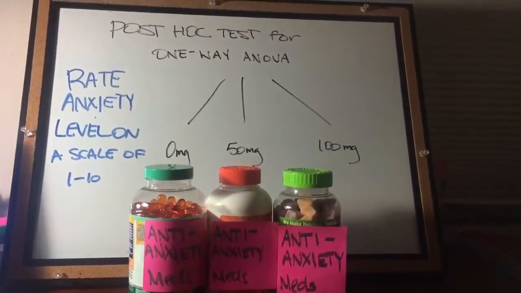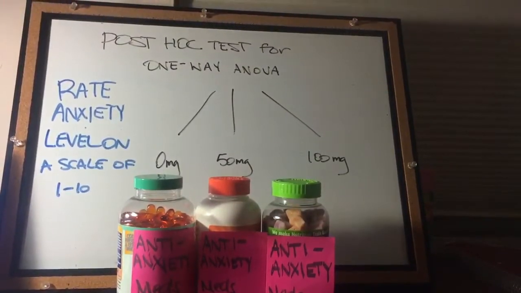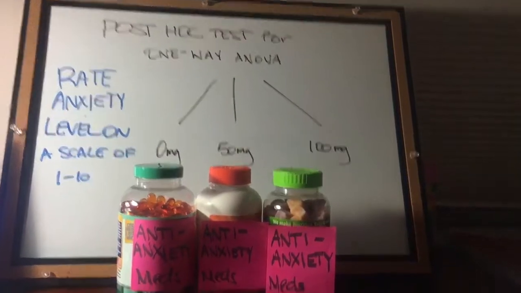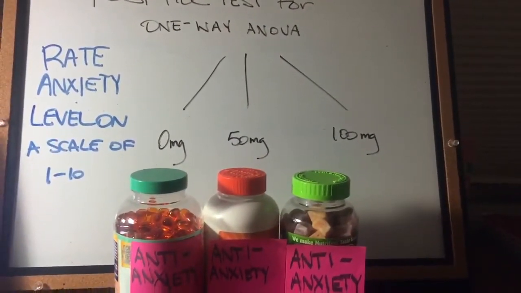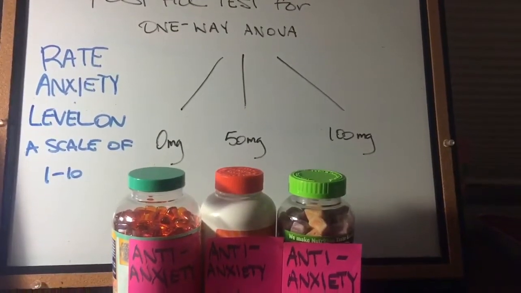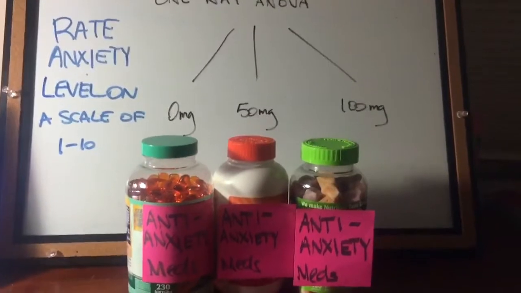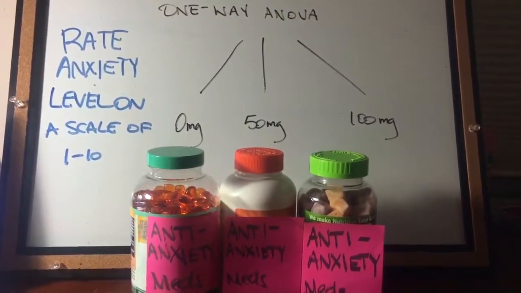The example that I'm going to be using is that I want to test a new anti-anxiety medication. I'm going to split participants into 3 conditions: 0 milligrams, 50 milligrams, and 100 milligrams. And then I'm going to ask them to rate their anxiety level on a scale of 1 to 10. However, I'm not going to be using real participants. I am just going to be making up numbers.